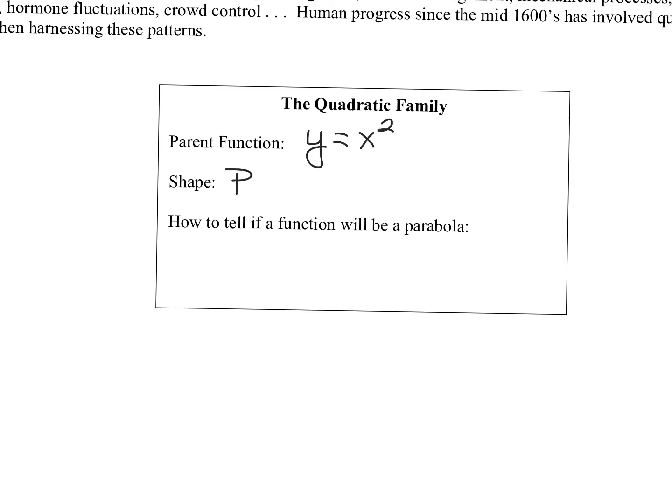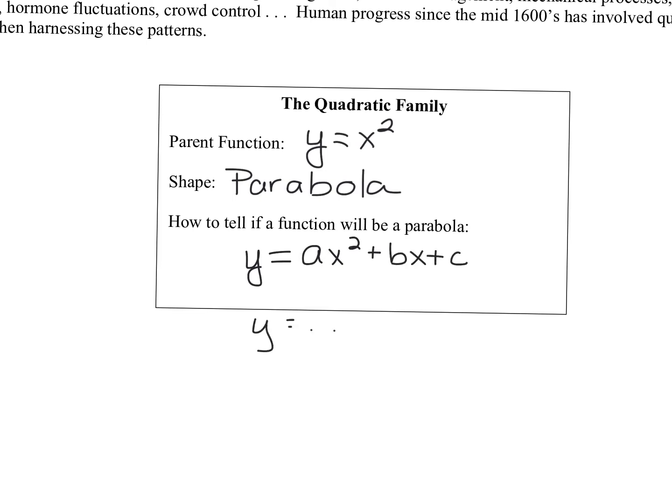Anything in this form is going to make the shape that's a parabola. Remember, that's the same shape we find on those conic sections. And how to tell if a function will be a parabola, basically anything that has an x squared in it. So this is called the standard form, but there are other forms. Anything that has a y equals, there can be other stuff around it, but if the highest power of x is x squared, that's going to be a parabola.